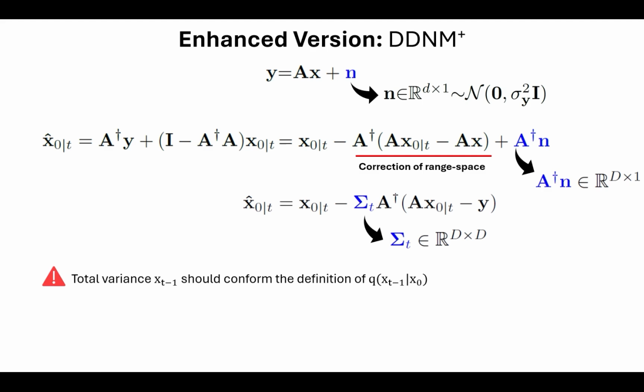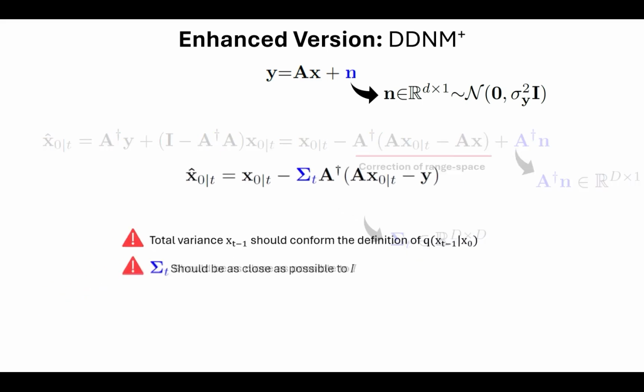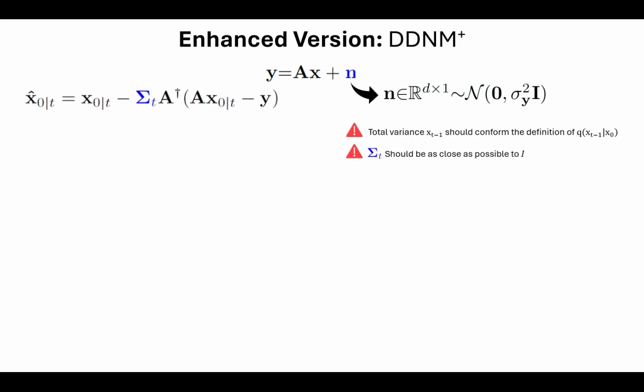Because remember, at the end of the day, we have a zero-shot method where we don't tune the parameters. And if you don't tune the parameters of the diffusion, then at inference time the diffusion should see whatever it has seen during training and not something unexpected with some unknown variance. And the next thing is that what we want is for sigma t to be as close as possible to the identity matrix to fully correct the range space. And now let's just see how we can get the matrix sigma t.